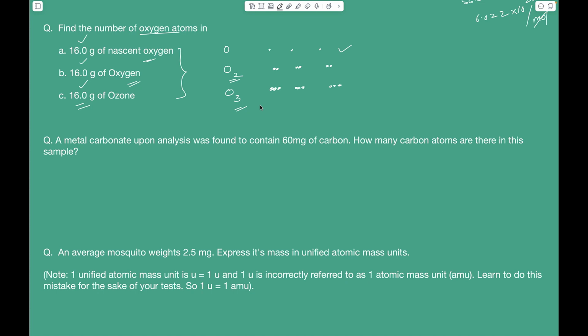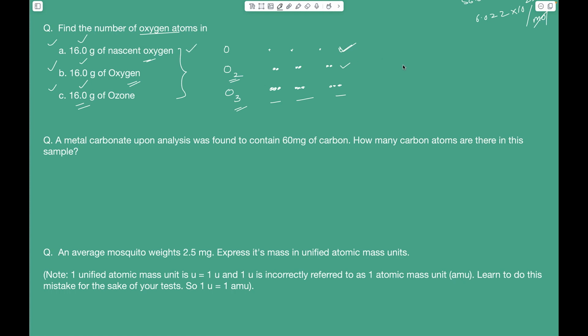I hope you understood the reasoning behind this. Because the number of oxygen atoms are the same, because the mass of oxygen is the same and all these substances are composed of only oxygen atoms. The difference being the way they are grouped. There is no grouping in case of nascent oxygen, but in case of oxygen, you will find groups of two oxygen atoms each. And in case of ozone, you will find groups of three oxygen atoms each. Therefore, these three cases would have the same number of oxygen atoms. So it is sufficient if you find out the number of oxygen atoms in the first case.